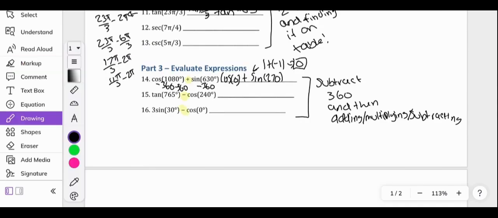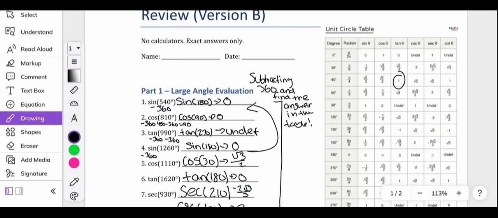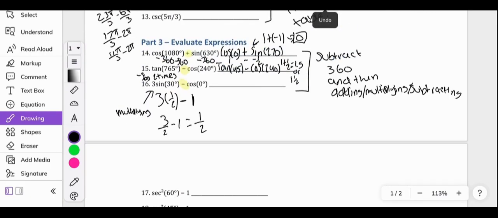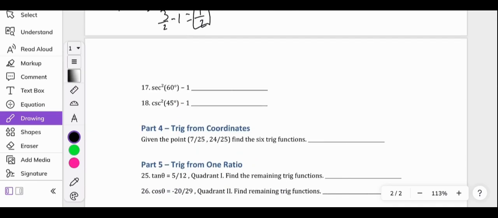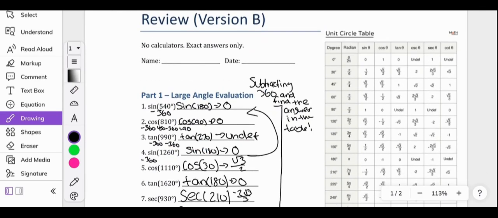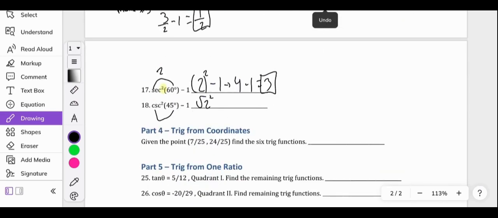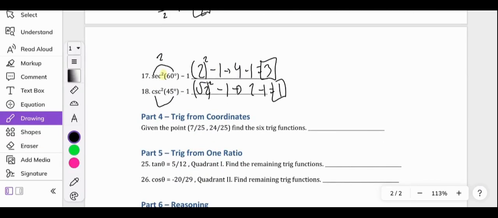The process repeats. Number 16 we see that there is a 3 in front, which means multiply, and the process still repeats. Also we didn't need the table for 16. Number 17 it's just squared. So sec 60 is 2, which do not forget the squared. 2 squared is 4, minus 1 is 3. Same thing for 18, square root of 2 squared is 2, which subtracted by 1 is 1.